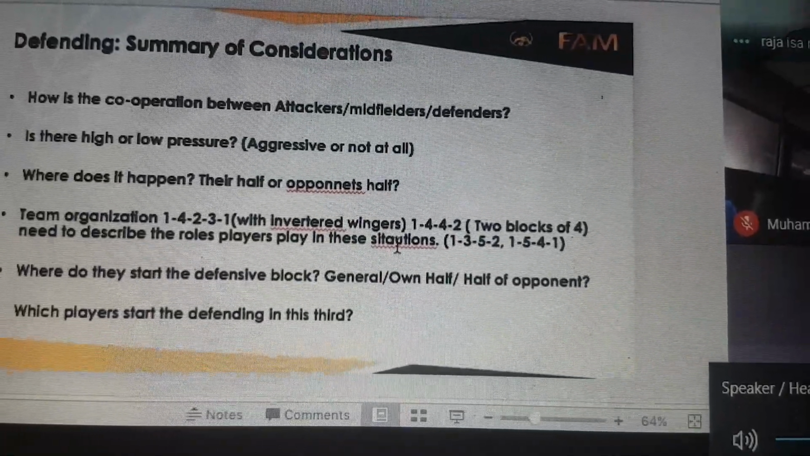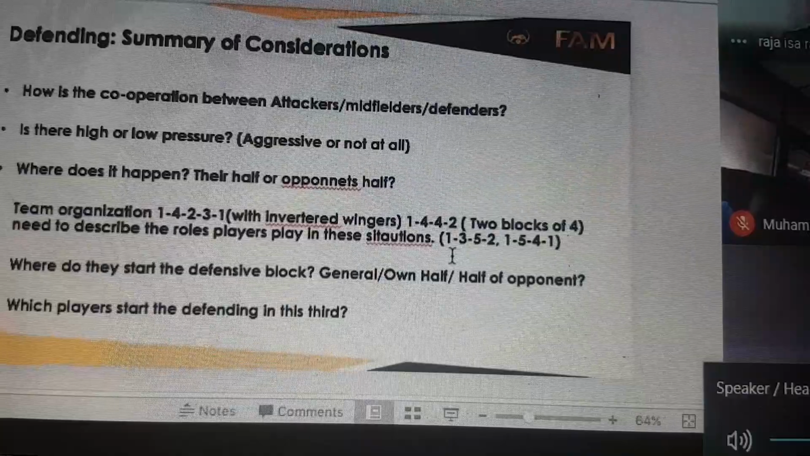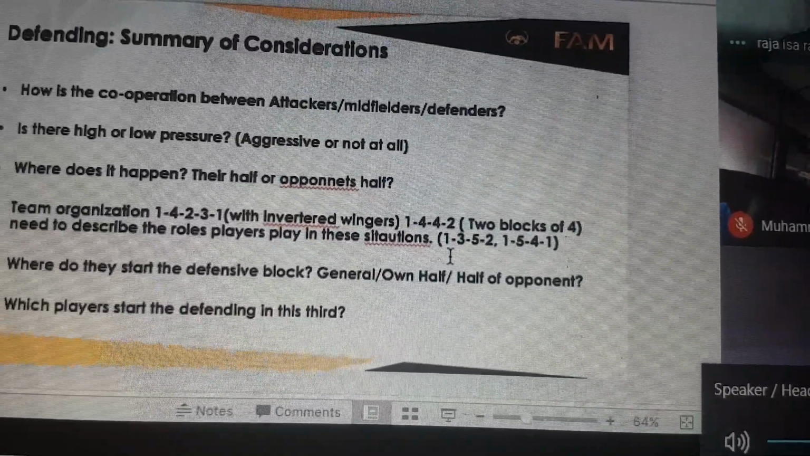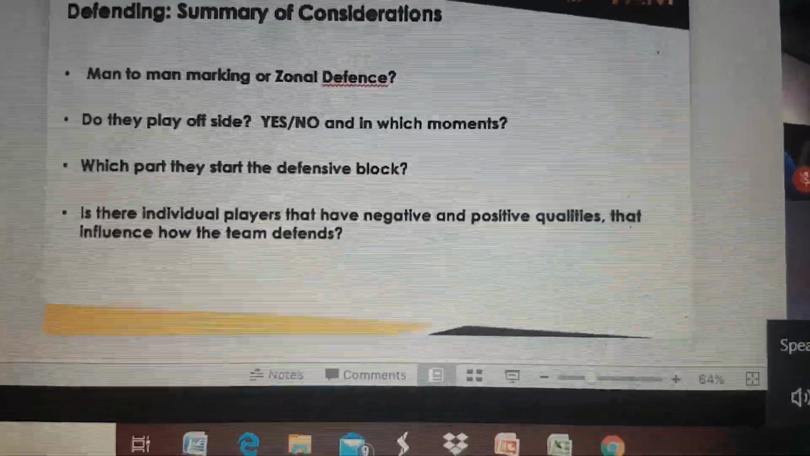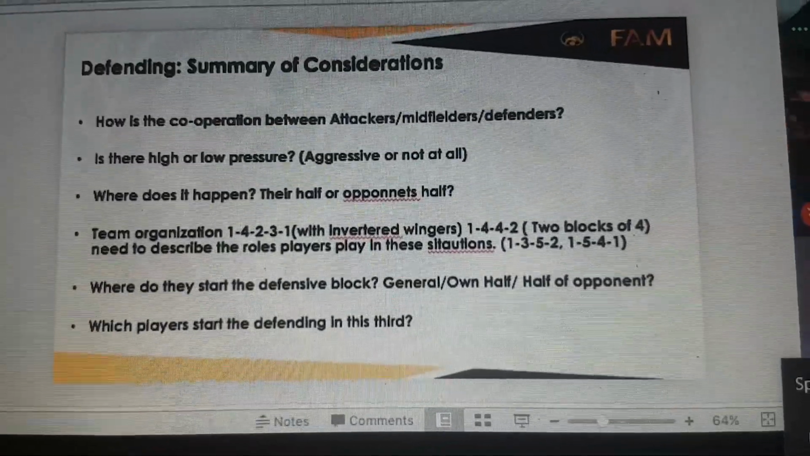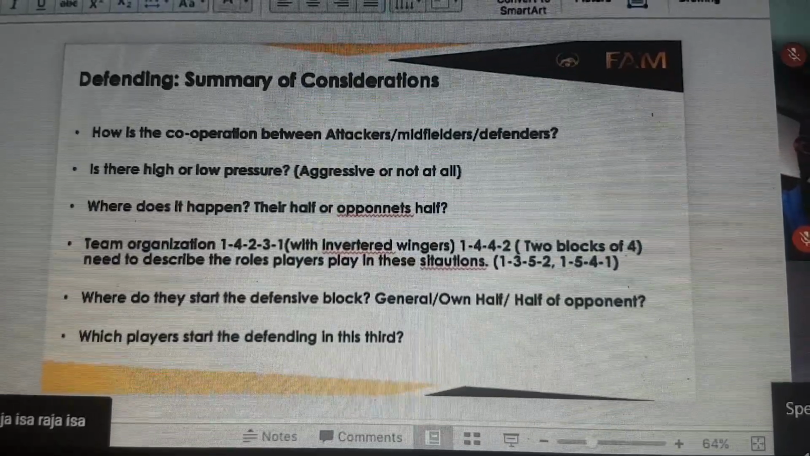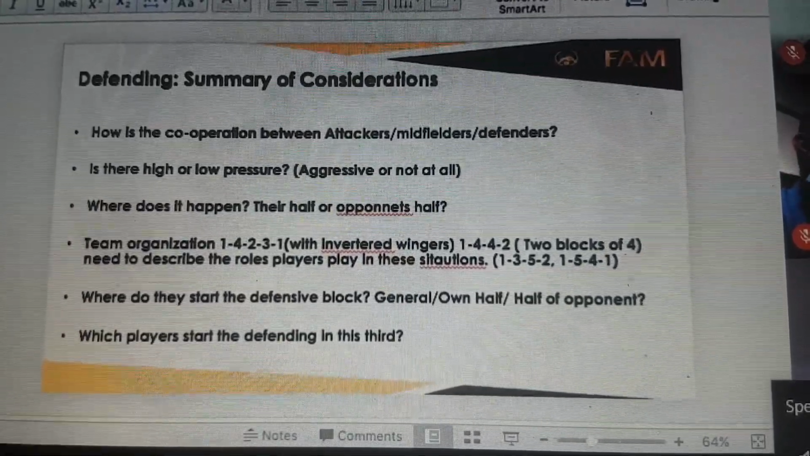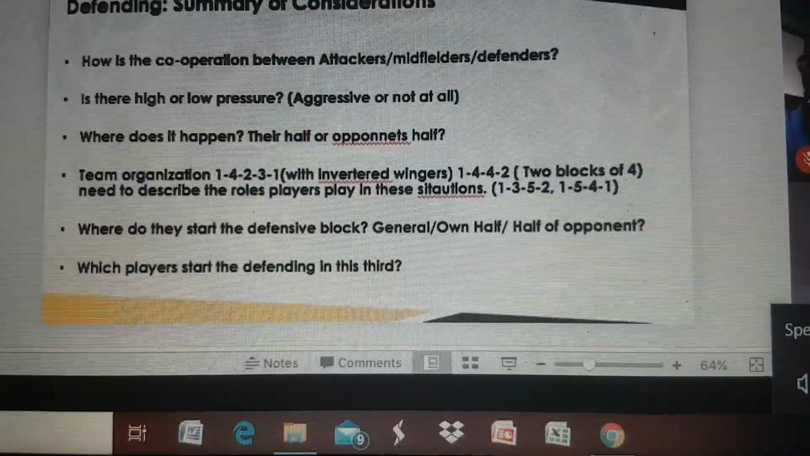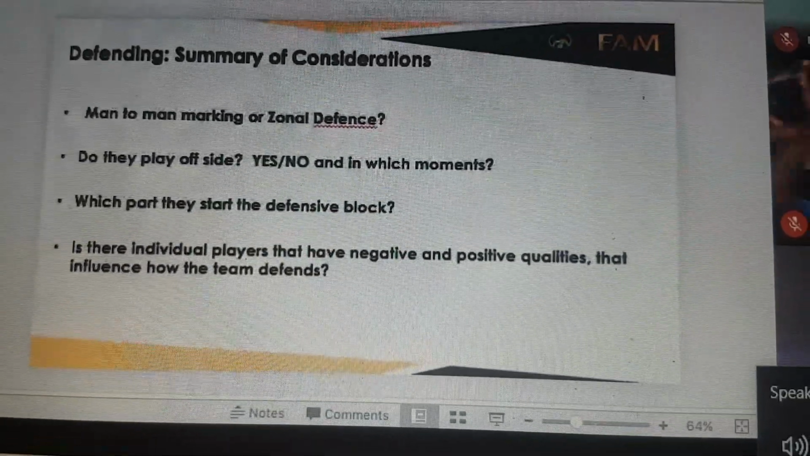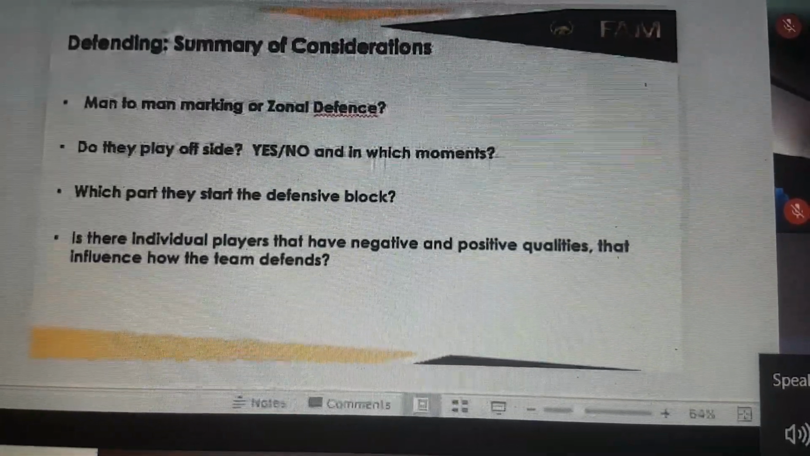You can have a look at the formation of how they are. Do they do 2 blocks of 4? Do they have 3 at the back? Do they have 5 at the back? How does that work? When is the 5 there? When's the 3 there? Where do they start the defensive block? Is there individual players that have negative or positive qualities that influence the defending?